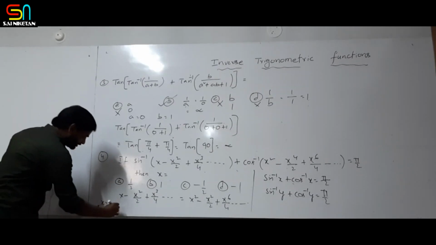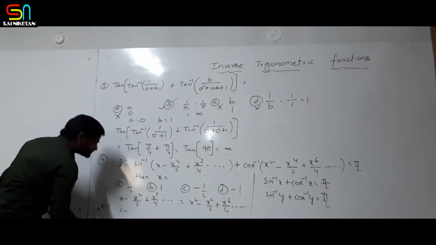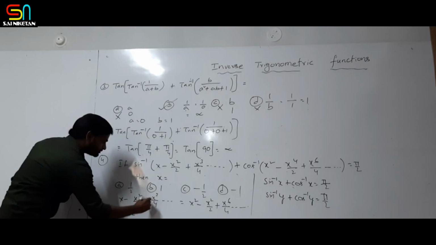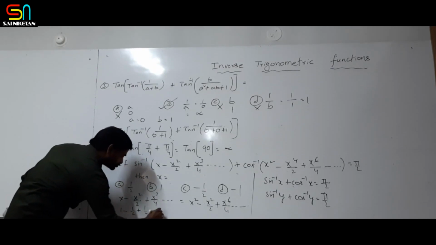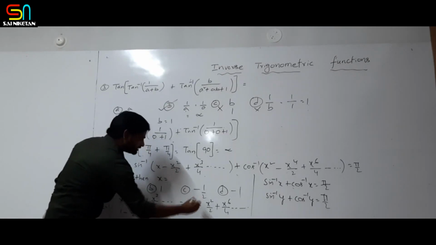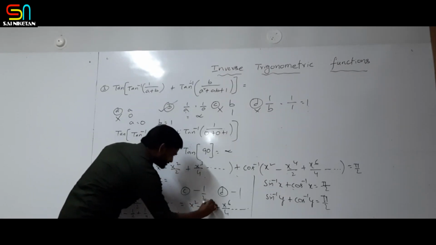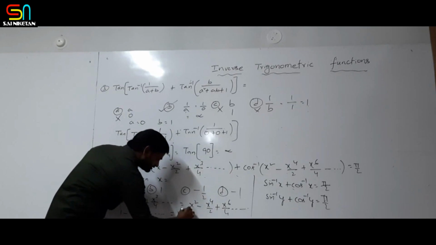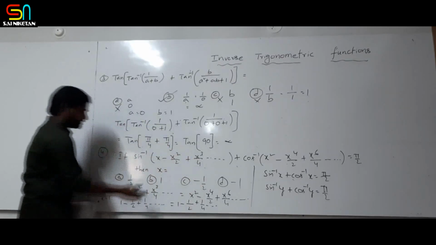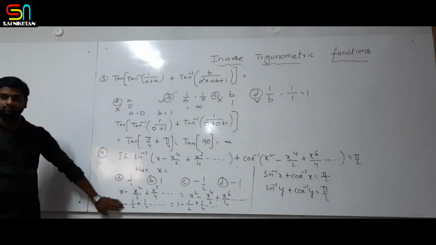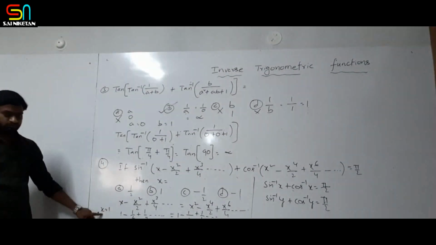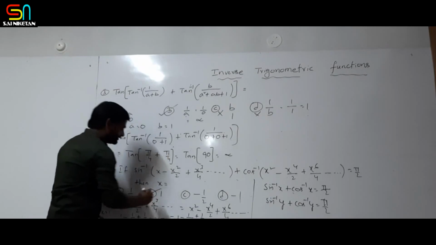Substitute here, the x value is 1 minus x square, 1 square is 1. Next, plus 1 by 4 and so on is equal to again x square, 1 minus x power 4, sorry, it is x power 4, 1 power 4, it is 1 by 2 plus 1 by 4 and so on. Now compare here, both are equal or not? For which value of x are both equal? For x value 1. So the correct answer is B.